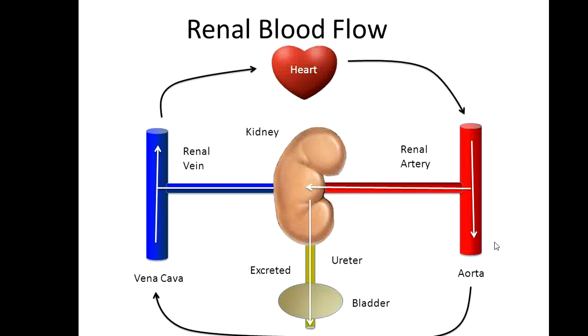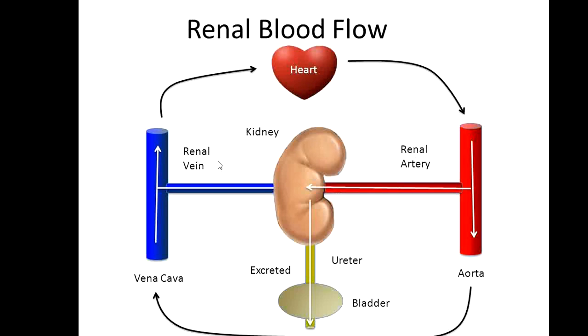First of all, we should learn about the major role of the kidney and the renal blood flow to the kidney. You know that the blood which comes from the heart through the aorta goes into the renal artery, and then from the renal artery it goes to the kidney. In the kidney, filtration takes place. In the kidney, urine formation takes place.